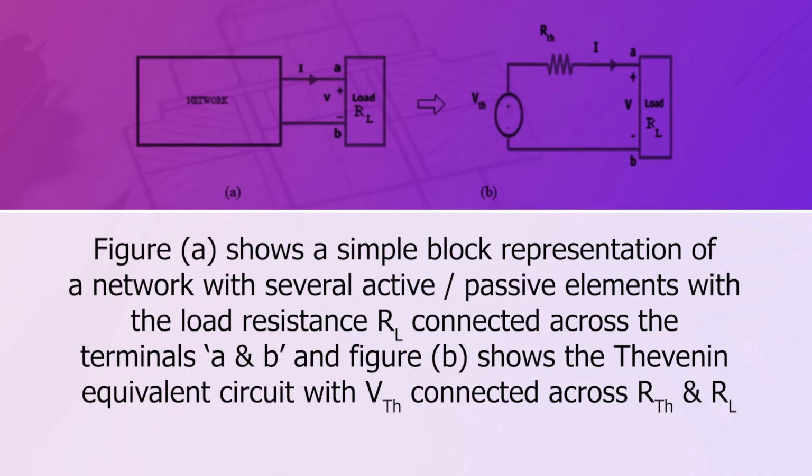Figure A shows a simple block representation of a network with several active and passive elements, with the load resistance RL connected across the terminals A and B. Figure B shows the Thevenin equivalent circuit with Thevenin voltage VTH connected across Thevenin resistance RTH and load resistance RL. Now, how do we find the Thevenin voltage and Thevenin resistance?